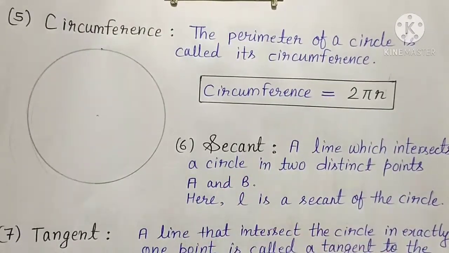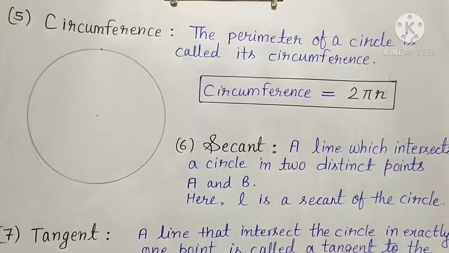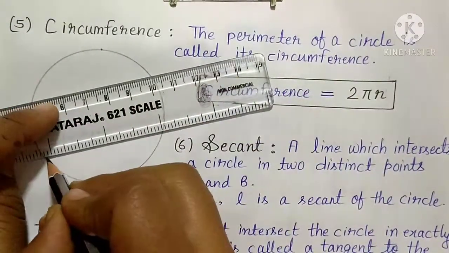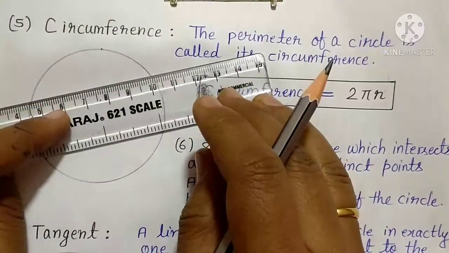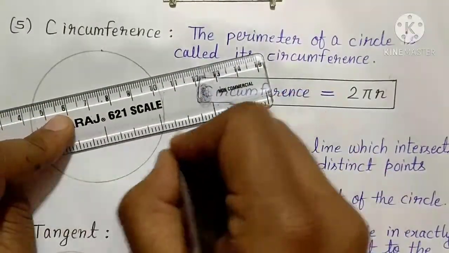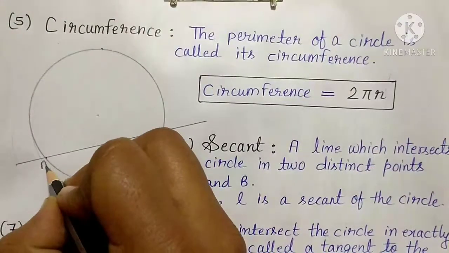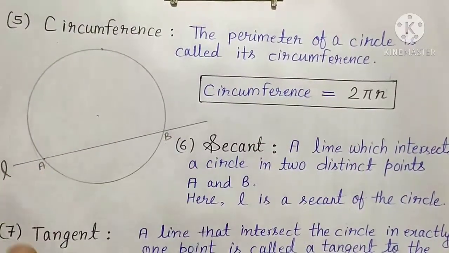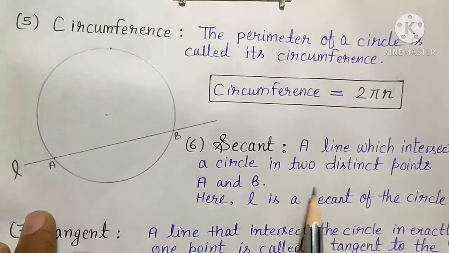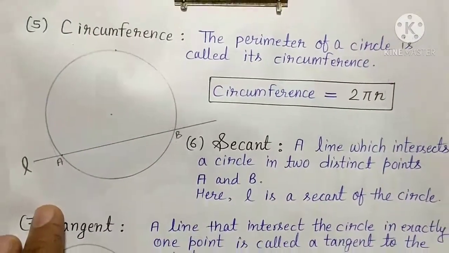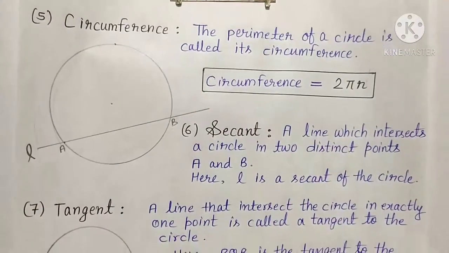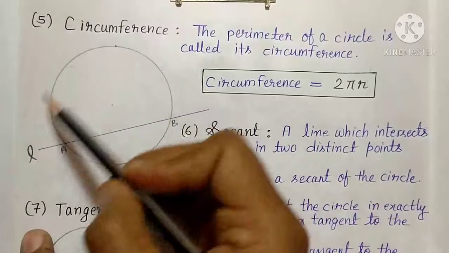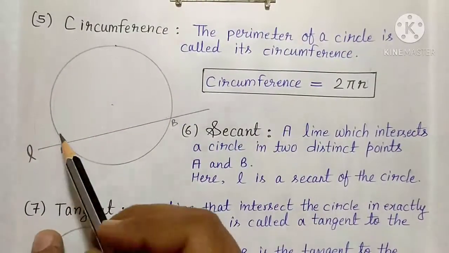Now let's talk about secant. What is a secant? A secant is a line which intersects a circle at two distinct points. Like we can take two distinct points, point A and point B, and take a line like this. This line is called L. So a secant is a line which intersects a circle at two distinct points A and B. We are naming them A and B.